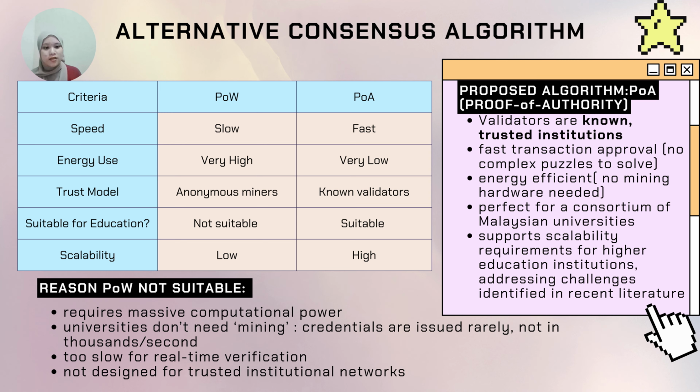And as highlighted by Alsobi and colleagues in their 2023 Systematic Literature Review, proof of authority directly addresses the scalability challenges that have been identified as a key barrier to blockchain adoption in higher education. So if you look at the comparison table, you can see clearly across every single criterion, proof of authority wins for this use case.